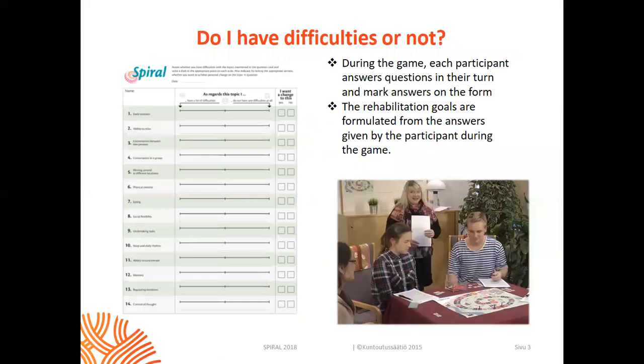During the game, each participant answers questions in their own turn and marks the answers on the form. They evaluate: do I have difficulties or not? Or do I want to change these? The rehabilitation goals are formulated from the answers given by participants during the game.